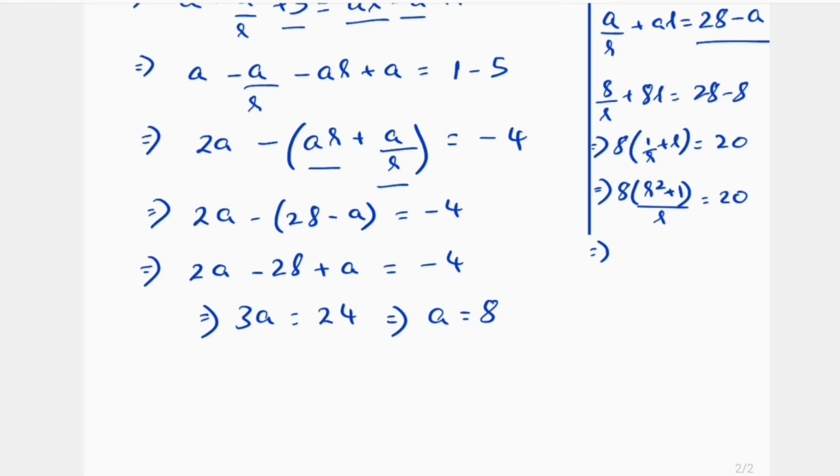That would give us 8R square plus 8 equal to, cross multiplying the R from the denominator on the left hand side to the numerator on the right hand side, would give us 20R. So this is what we have as a quadratic equation.